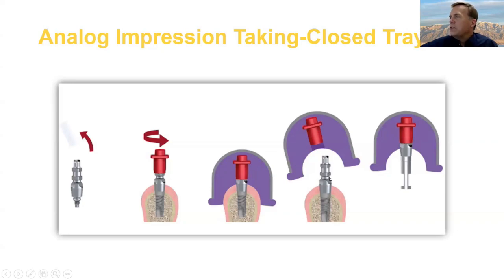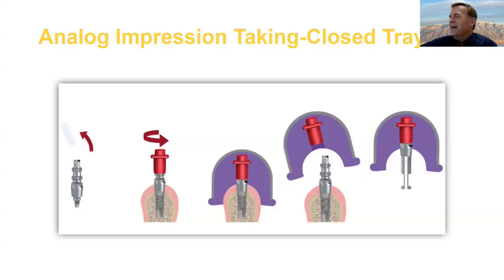And then once the impression sets up, you'll remove the impression, and then you need to take this part out and send it to your laboratory, the whole thing. Your laboratory cannot make a model without this. They have to have this part. Very important.